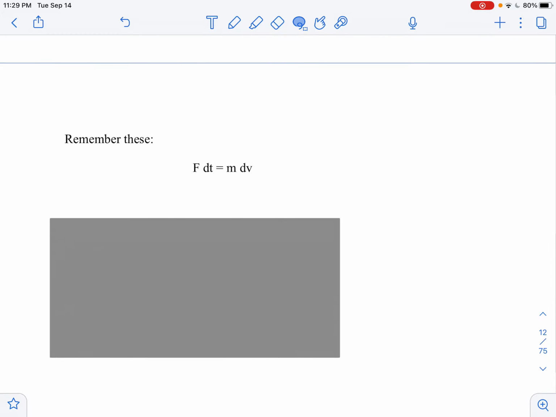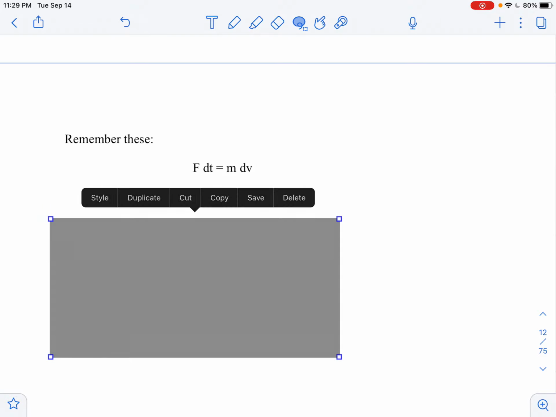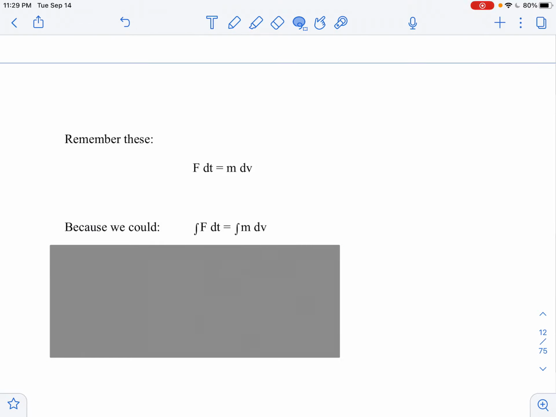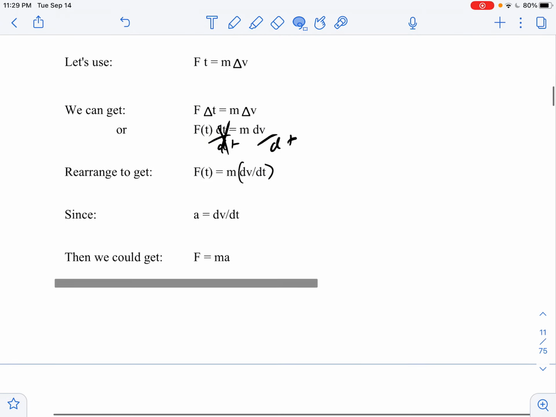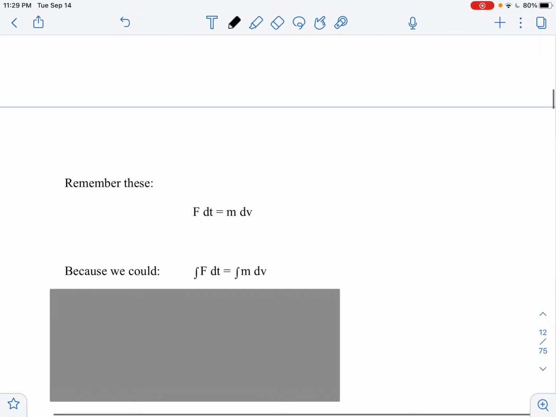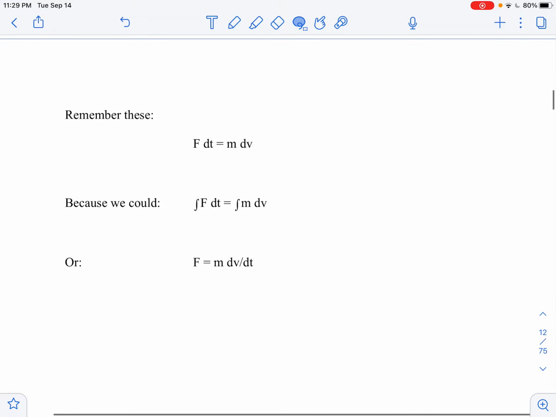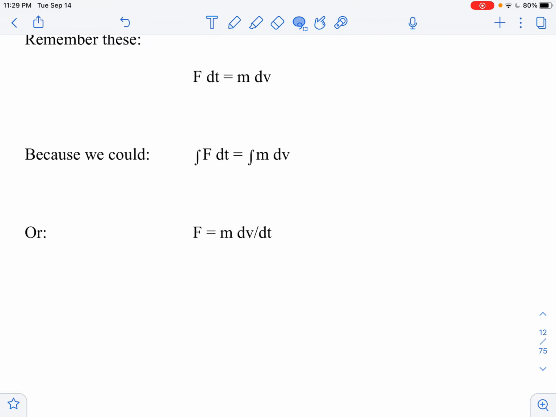If I have a setup like this where I see a d-something on one side and a d-something on the other, that's kind of a hint to integrate. If I've got dv over dt, that's a derivative, but if I've got just dt on one side and dv on the other, I can integrate both sides. So I have two useful approaches: here I'm going to differentiate, or here I'm going to integrate. How do I know what to do? It's just a matter of what the given information is and what I'm trying to find.